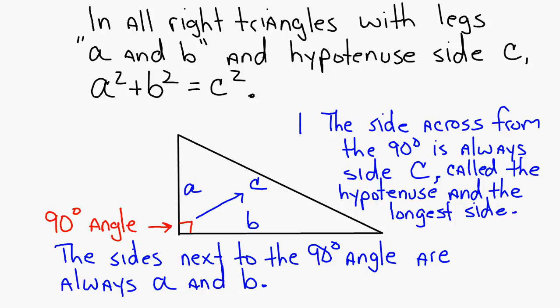Now, these 2 points, or these 2 things in blue, are real important. The sides next to the 90-degree angle are always A and B. The side across from the 90 is always side C. Your first step in solving these triangle problems is always to label the sides. You always label the sides first.